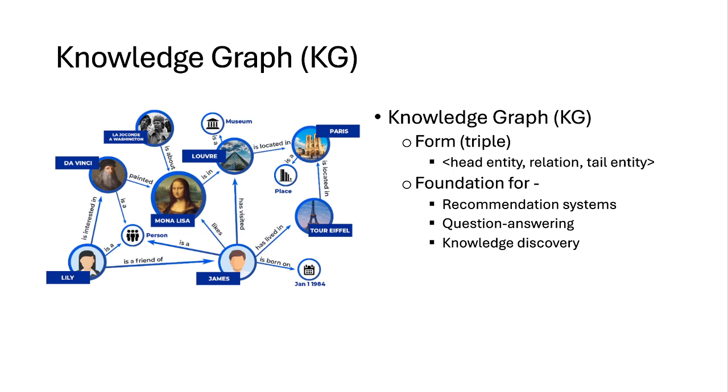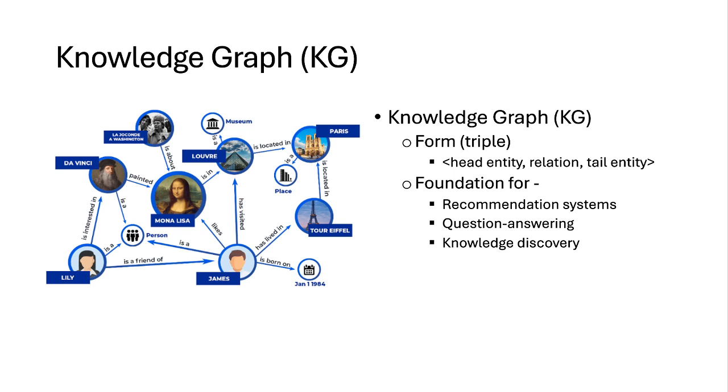A knowledge graph is basically constructed by triples. A triple is formed by a head entity, a relation, and a tail entity. You can see in this picture that every circular node or entity is connected with its corresponding nodes or entities based on their relationship. For example, Mona Lisa, in the middle of this picture, is connected to the famous painter Da Vinci with the relationship painted. This is a kind of real-world representation of knowledge.